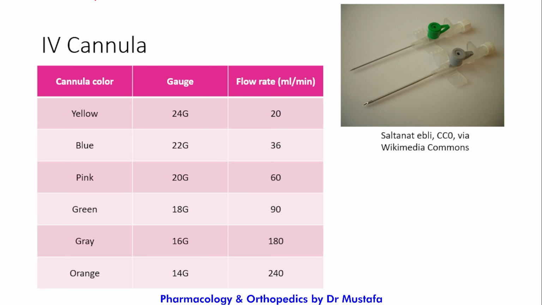So we mentioned that the patient needs 2 IV cannulas from the large bore type. We have multiple types, and each of them has a different color to point to the type of cannula. Starting with yellow, it has the least flow rate, and ending with orange, which has the highest flow rate. And the last 3 are considered large bore.